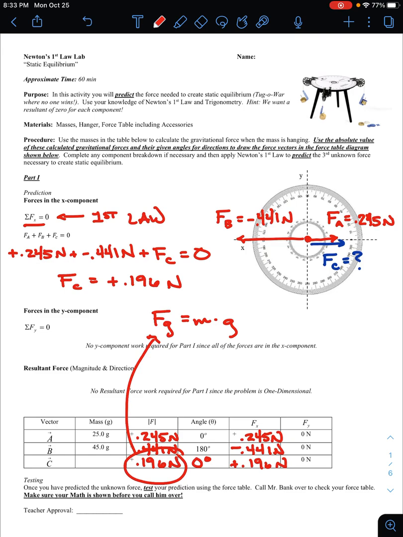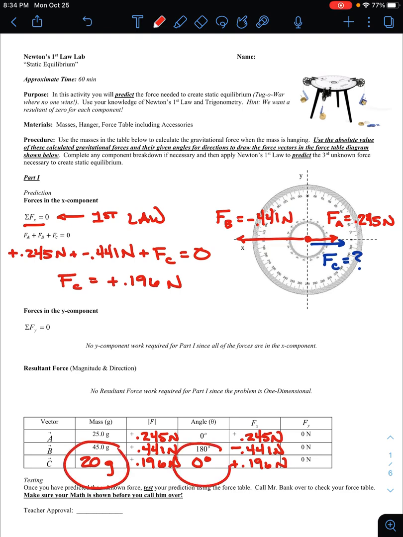We're gonna take 0.196 divided by 9.8, just cheat it and make it positive for now. And I'm then gonna get, let's erase this real quick and make it all pretty. I'm gonna get 0.02, but that's kilograms. So I want to actually convert this to grams, so that ends up being 20 grams. So what you're gonna do is then when you have this mass predicted and you know the angle it needs to hang at, you're gonna set up this force table with all three masses hung at the appropriate angle. And then if it balances out, the ring in the middle right here it won't move left, right, up, or down. It'll stay perfectly in the middle, and then you'll call me over and I'll check it and I'll sign it off for you guys.